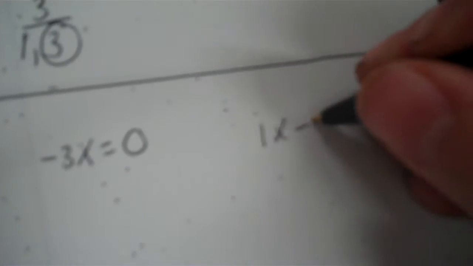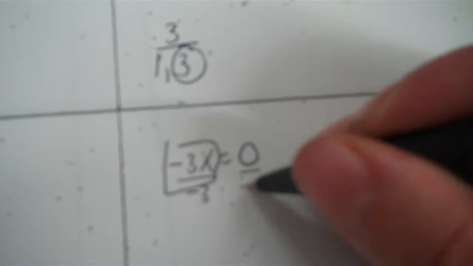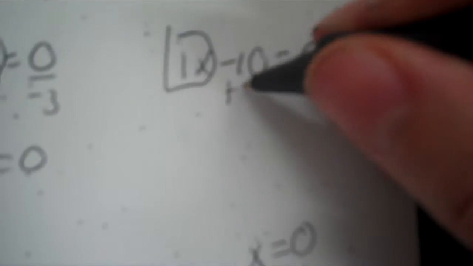So now I'm ready to solve, now that I pulled it apart enough. The factor of negative 3x can equal 0, or the factor of 1x minus 10 can equal 0. Okay, so I'm going to box up negative 3x, so I divide by negative 3, and I get 0 for my first answer. And then plus 10 and plus 10, 1x equals 10. I don't need to divide by 1, that's just my answer: 0 and 10.